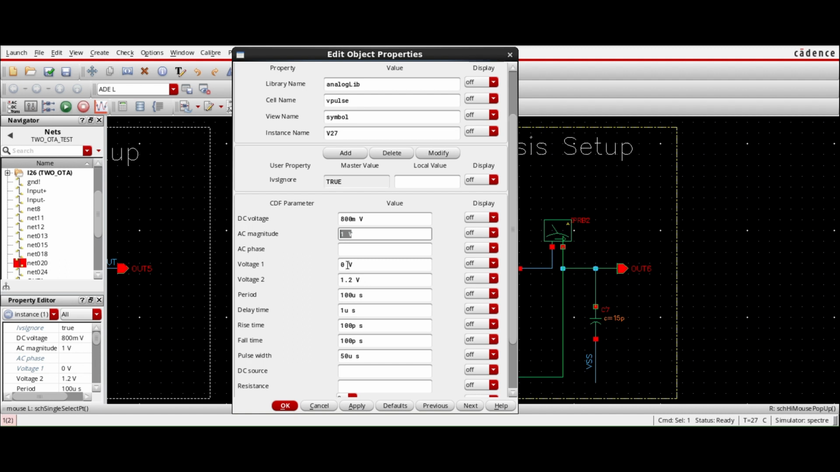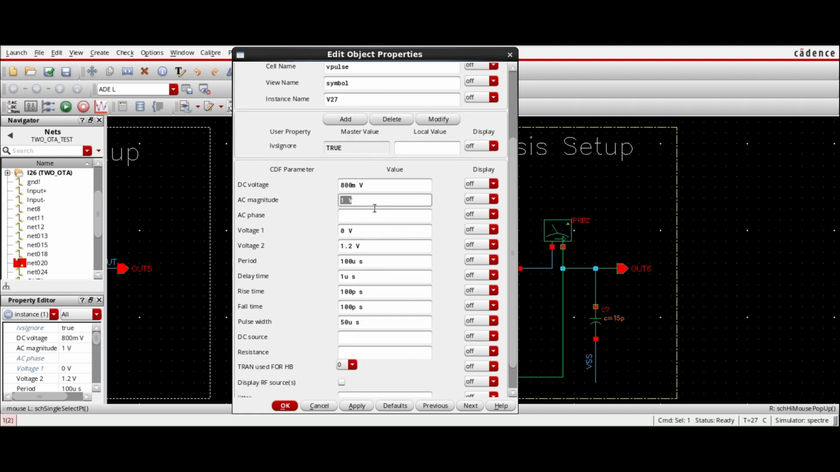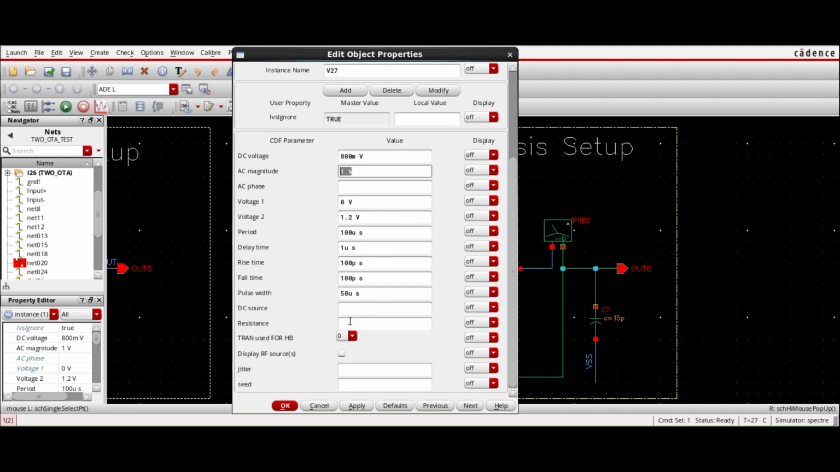As it is a square wave, it starts from 0 volt and goes to the VDD, which is 1.2 volt. Then the period is set to 100 microsecond. Also, here is a delay time. Delay time means the signal starts with a 1 microsecond delay. And the rise time and the fall time. Then the pulse width is half of the period. I'm sure after setting all these parameters, then click OK.